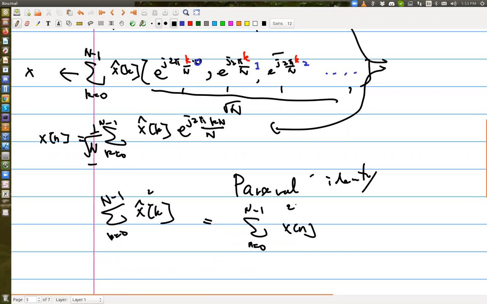I have this Parseval identity simply because what I'm doing with this transform is just doing a rotation. I'm doing nothing else, right? If I'm doing a rotation, it won't change the norm of this signal. So therefore, this picture will immediately give you the Parseval identity without any derivation.